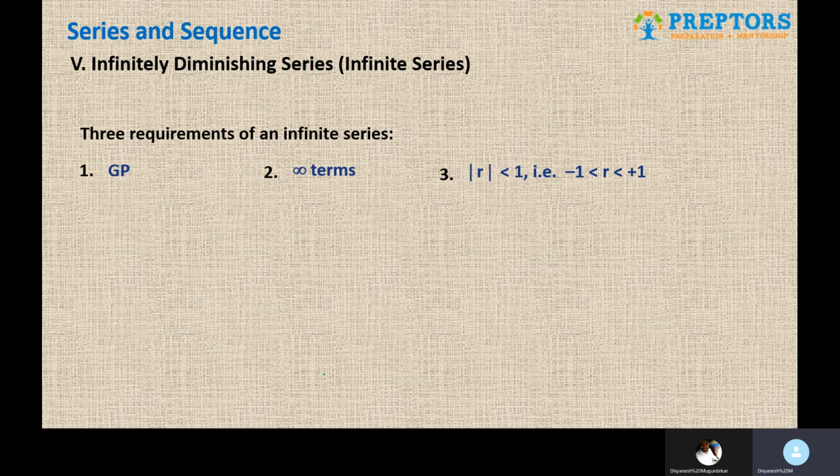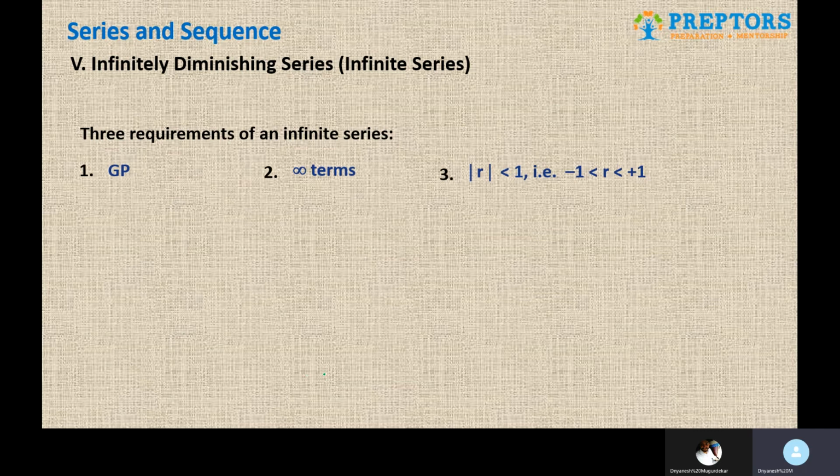And these are the three criteria. Any series which fulfills them will be called an infinitely diminishing series. Obviously the formula cannot be for Tn, because we can't really calculate infinite terms. But there is just one formula, the sum of first n terms for the other series, and here it will be the sum of the first infinite terms, which is called, instead of Sn, S infinity.